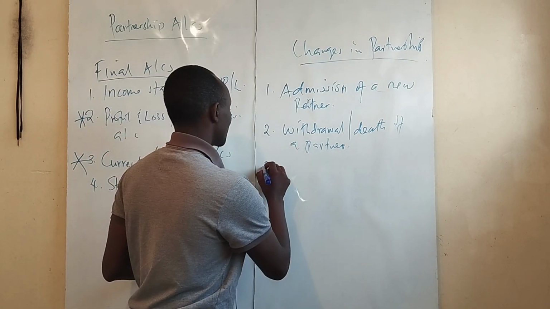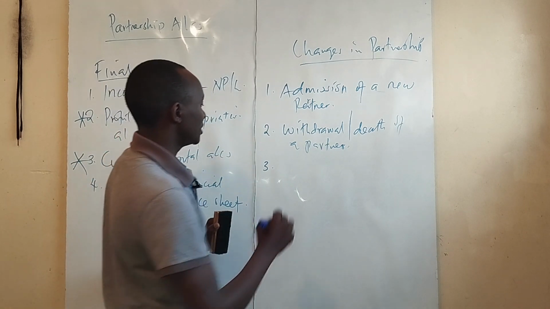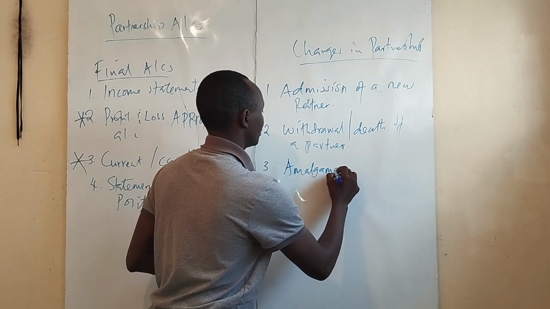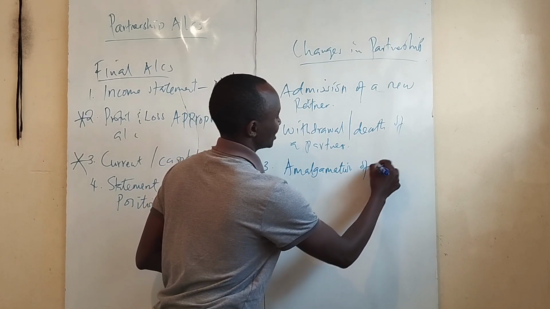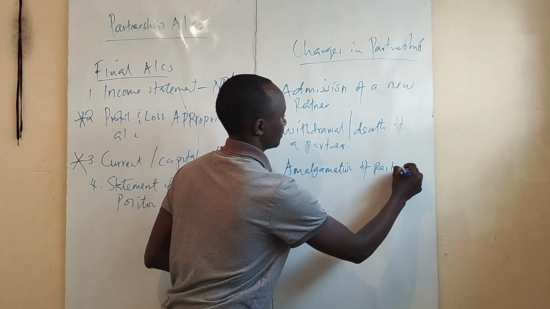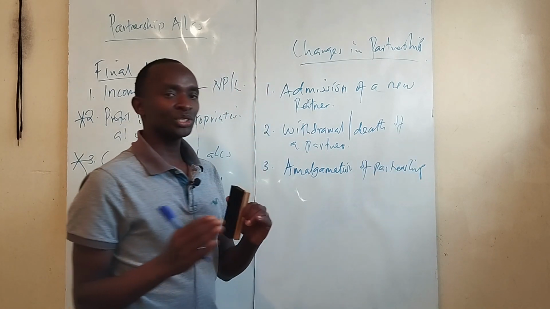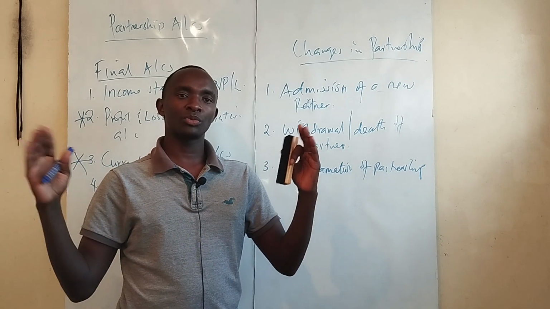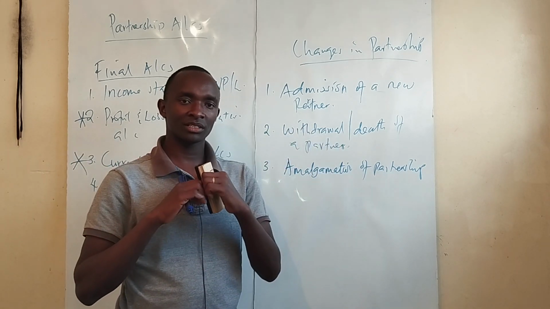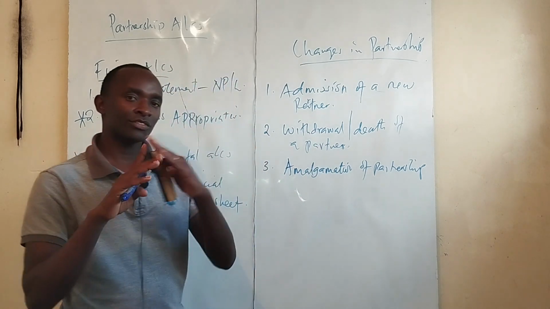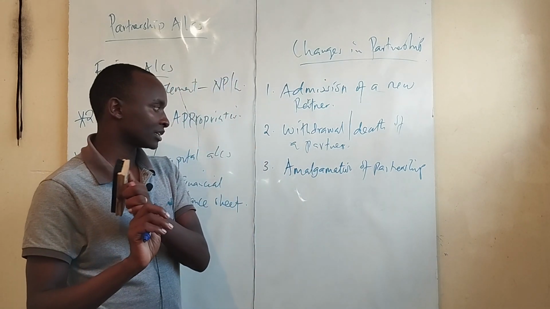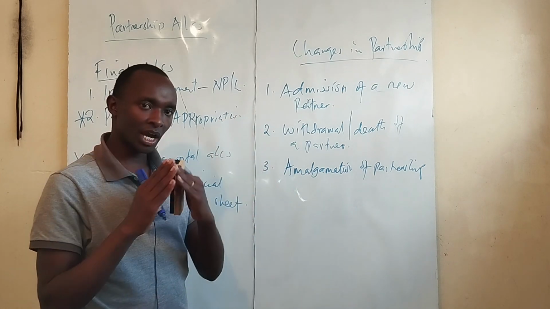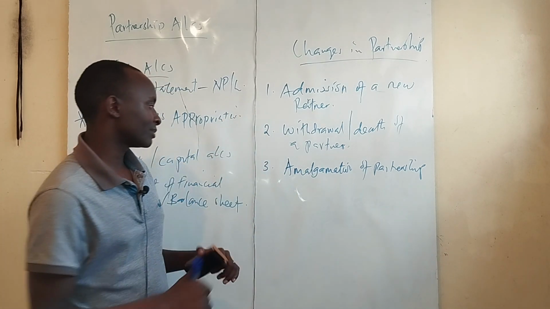And then number three is maybe amalgamation of partnership business. Amalgamation means where one partnership business is coming together with another one. So two or more partnerships come together so that they can form one and the same thing. From the term amalgamation, coming together, the partnership businesses are coming together.